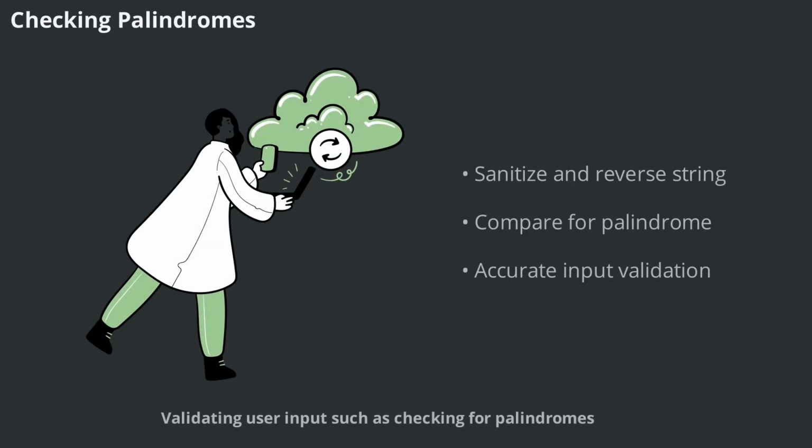Validating user input, such as checking for palindromes, is a common interview task. The solution involves sanitizing the string, reversing it, and comparing it to the original. This simple yet effective approach ensures accurate validation and demonstrates your attention to detail in handling user data.